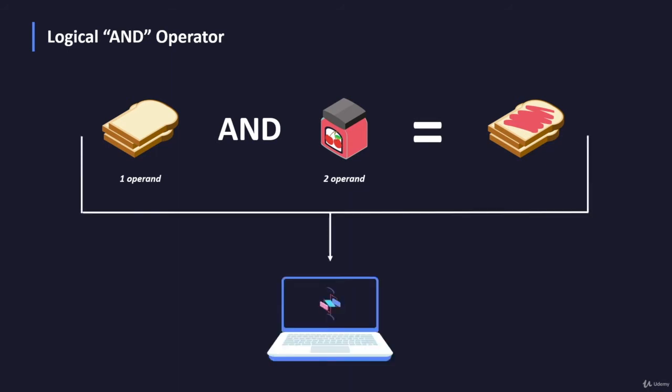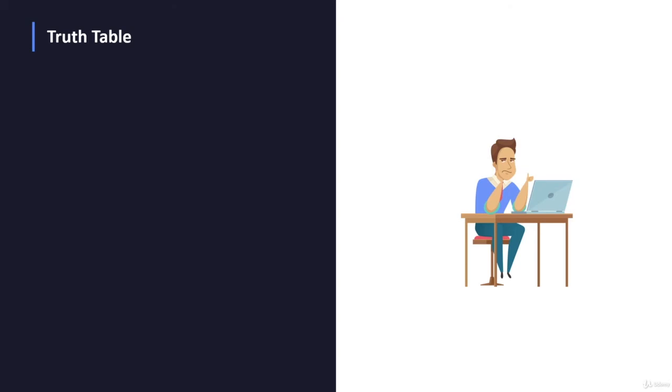And this combined condition may also be true or false based on the result of these two operands and the AND logical operator that we use between them. And now the question that remains is, how can we decide if the result will be true or false? For that we can use a truth table that will help us with the decision. And this truth table is very straightforward once you understand it.